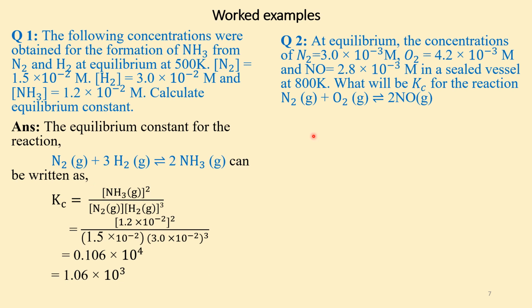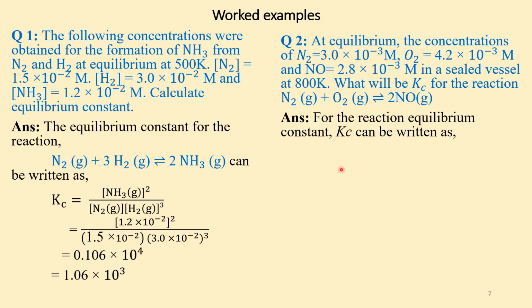Next question. At equilibrium, the concentrations of N2 is given as 3.0 × 10^-3 moles, O2 equals 4.2 × 10^-3 moles, and NO equals 2.8 × 10^-3 moles in a sealed vessel at 800 Kelvin. What will be the Kc for the reaction N2(g) plus O2(g) combining to form 2NO(g)? This is an equilibrium equation.